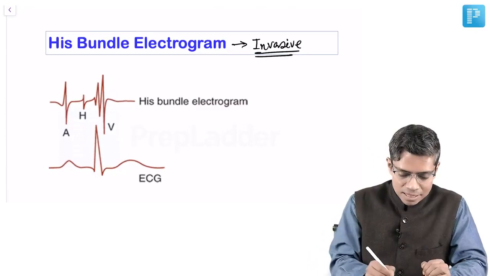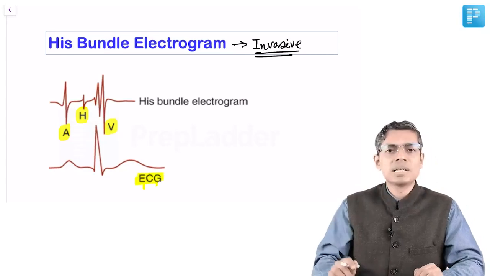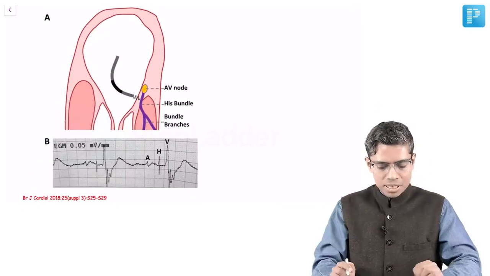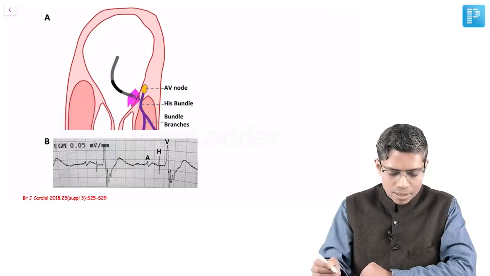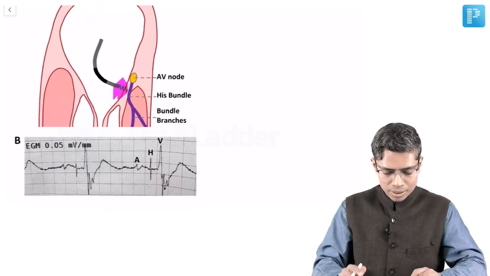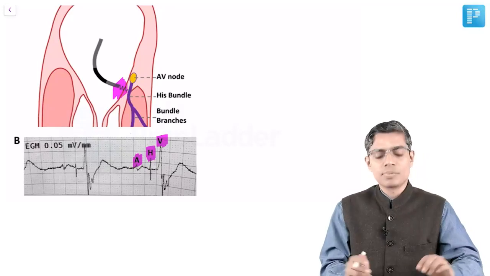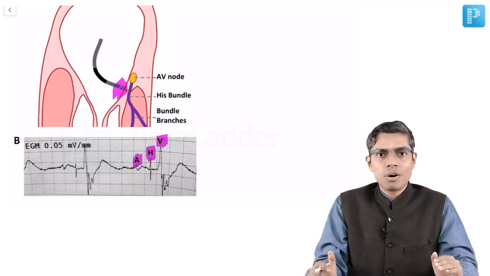So this is the diagram I have taken from Ganong. This is A wave, H wave and V wave, and this is the normal ECG. And another diagram I have taken from a journal article. So here you can find out where the lead is placed. This is the placement of the lead close to the AV node and bundle of His region, and this is the actual recording. So you can find out here the A wave, then H wave, and then V wave, and from this recording different intervals are calculated and diagnosis is done. So this is all about basic concepts of ECG.